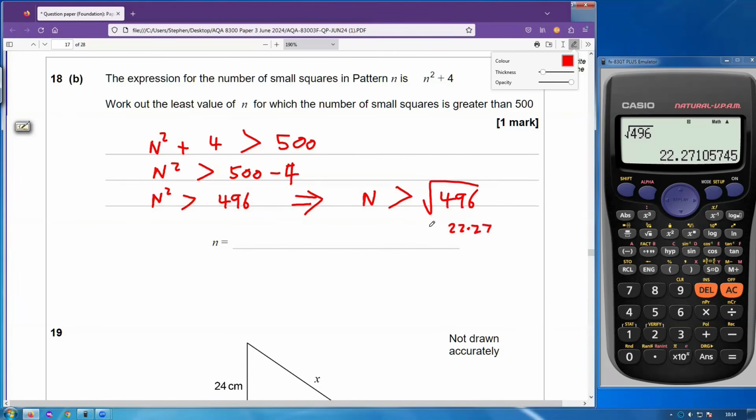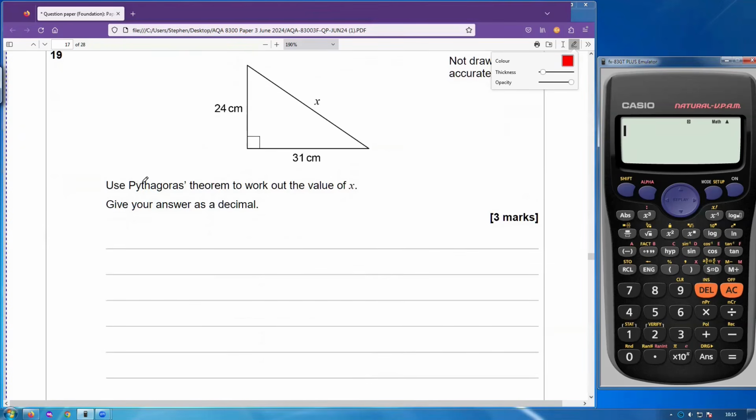Right. So n has got to be greater than 22.27. Work out the least value of n. It's the number of squares. Well, we can't have 0.27 of a square, and it's got to be greater than, so it's going to be 23. Use Pythagoras' theorem to work out the value of x. Give your answer as a decimal.